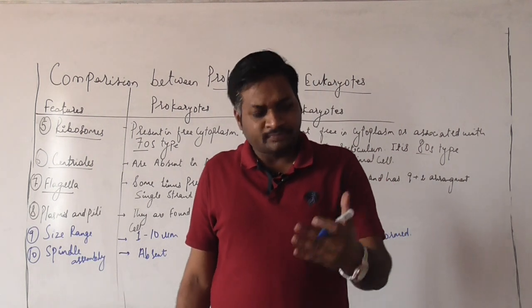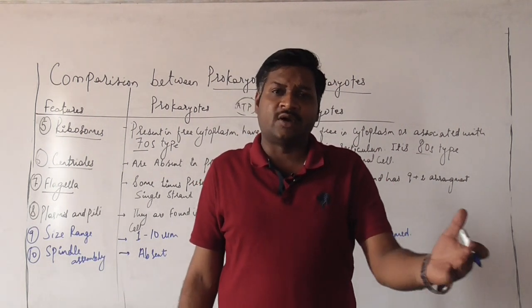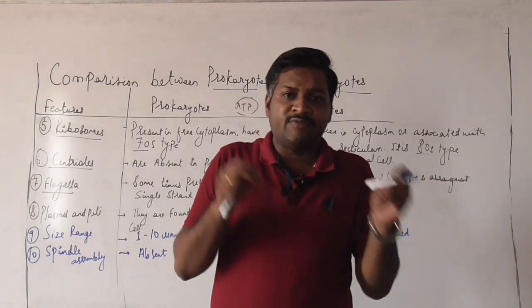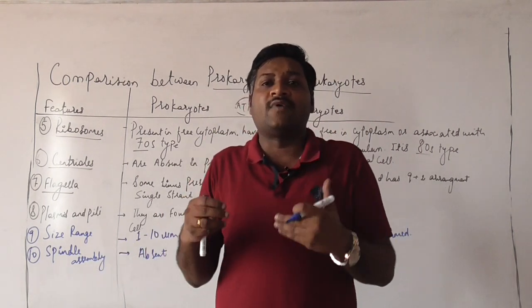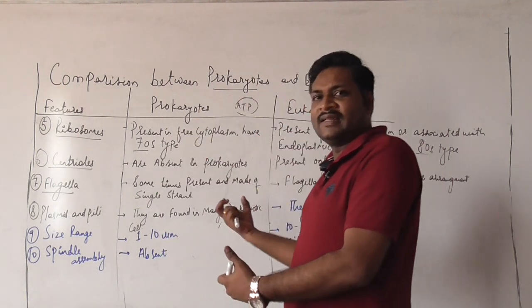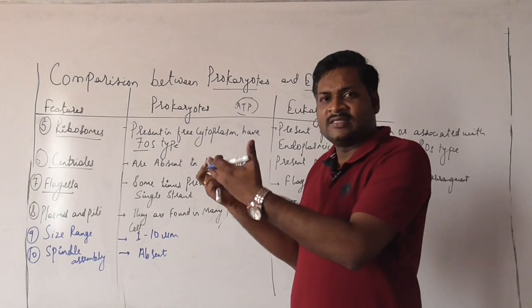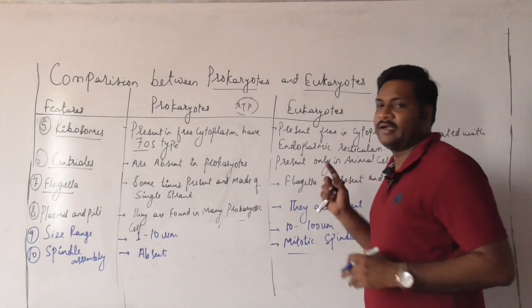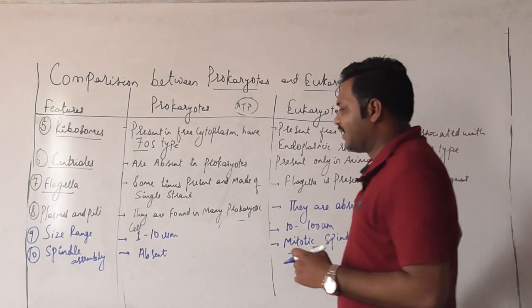Equally divided in the sense, not 23 here and 23 there. It will be 23 pairs only, equal from the parent to the offspring. From the parental cell to the daughter cell, the same number and same set of chromosomes will be there. That means the mitotic cell division. So that is what it is about.